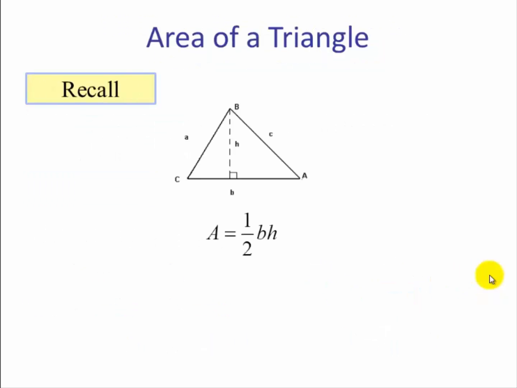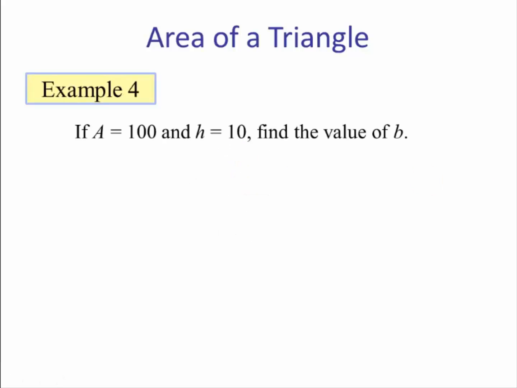If you recall, the area of a triangle is given by this formula: A equals 1/2 base times height. So area equals 1/2 the base times the height. So here's the base. Perpendicular to the base is the height. So if the area is equal to 100 and h is equal to 10, what is the value of b?